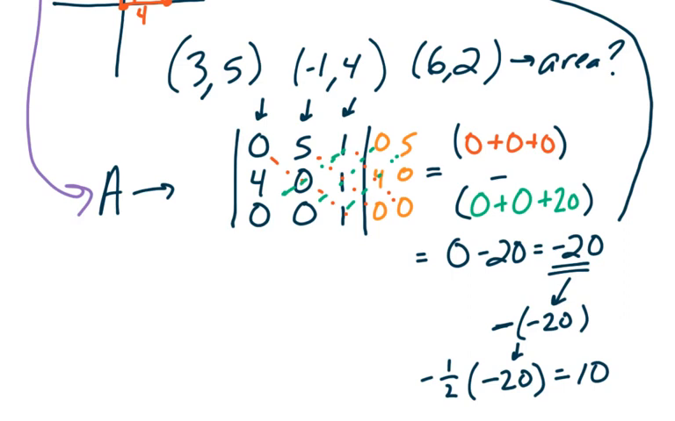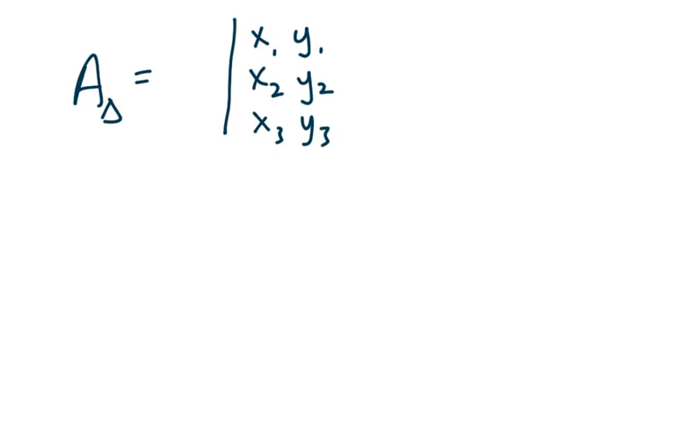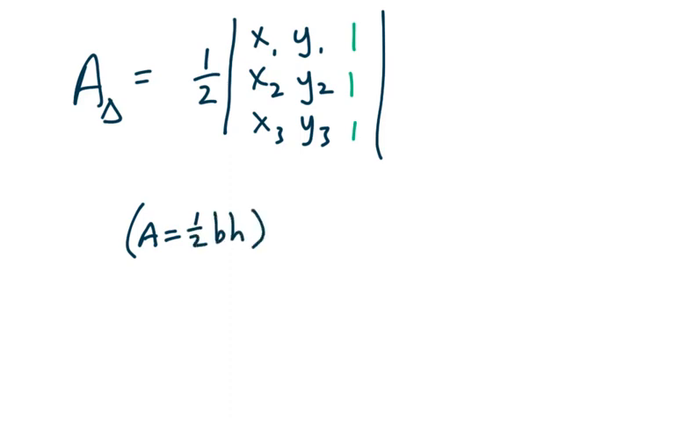Here's your official formula. If you want to find the area of a triangle using the determinant of a matrix, it is the determinant of x1, y1 of your first point, x2, y2 of your second point, x3, y3 of your third point, and then we fill in the last column with ones, because that's what the formula says. And then we're going to multiply our determinant by 1/2, which is kind of easy to memorize, because remember we thought that the area of a triangle was 1/2 base times height.